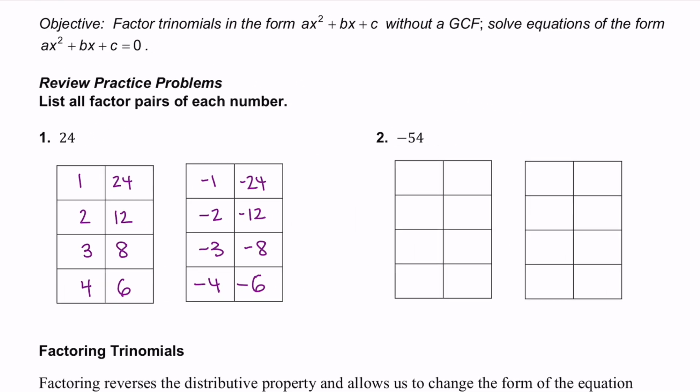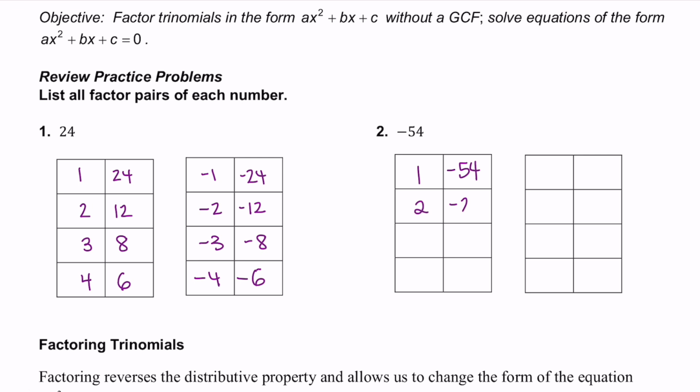If I have a negative number, a negative times a positive equals a negative. So if I have the number 1, I would multiply that by -54 to get -54. 2 times -27 equals -54. Now 3 also goes into -54. 3 times -18 would equal -54, and also 6 times -9. Both of these need to be negative. So the first numbers are all positive, and the second numbers are all negative.